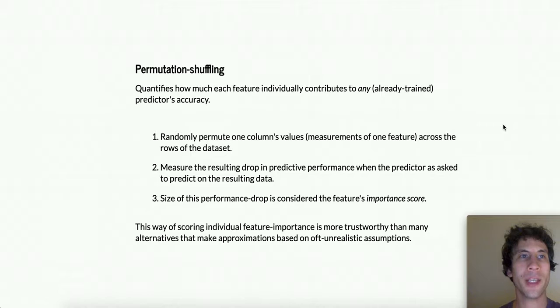One way to quantify how much each feature individually contributes to an already trained predictor's accuracy is via a method called permutation shuffling. Here we randomly permute one column's values corresponding to the measurements of one feature across the rows of the dataset and measure the resulting drop in predictive performance when the predictor is asked to predict on this resulting data. The size of this drop can be considered the feature's importance score, basically how much predictive signal did this feature provide, because once its values are shuffled, all of this predictive signal is basically destroyed. This way of scoring feature importance is often more trustworthy than many alternatives that make a lot of approximations or are based on often unrealistic assumptions.